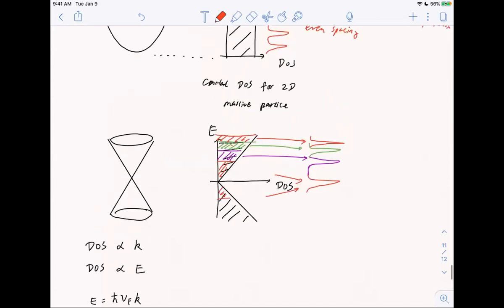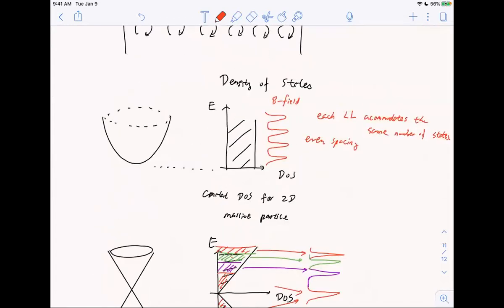And the massive case is even. The density of state is even, so you just take an equal part to go to each Landau level. Okay, is it okay?